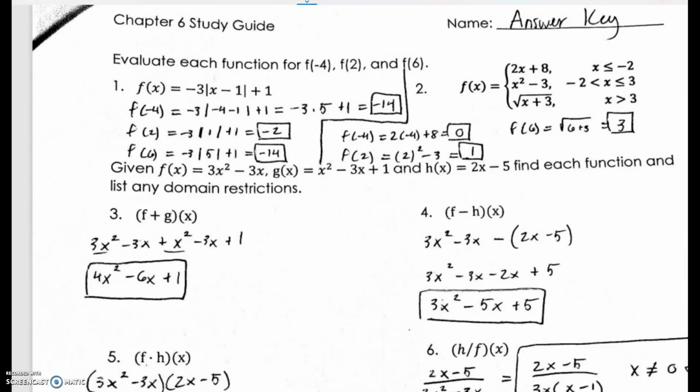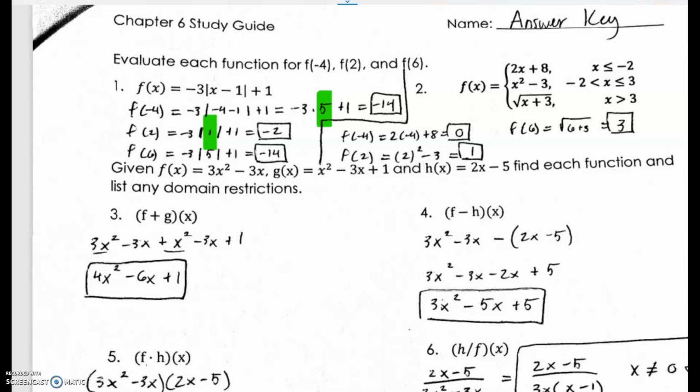So -4 minus 1 is -5, but when you take the absolute value of that, you're going to get your +5 here. -3 times 5 is -15. Add 1 to that, you get -14. Okay? The next one, plug in a 2. 2 minus 1 is 1, so that's how I got this 1. -3 times 1 would be -3, and -3 plus 1 is -2.